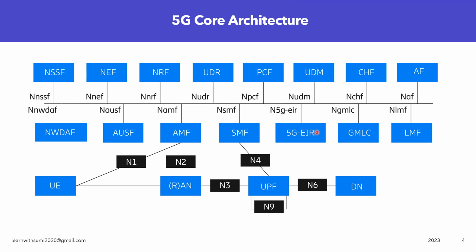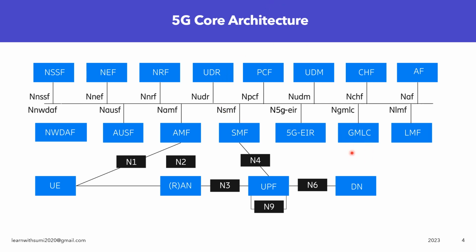This is 5G EIR, the Equipment Identity Register. So this N5G EIR is the interface you can see. The N5G EIR is based on the service based interface exhibited by 5G EIR, which is an optional network function that supports checking the status of equipment identity, for example to check that it has not been blacklisted.